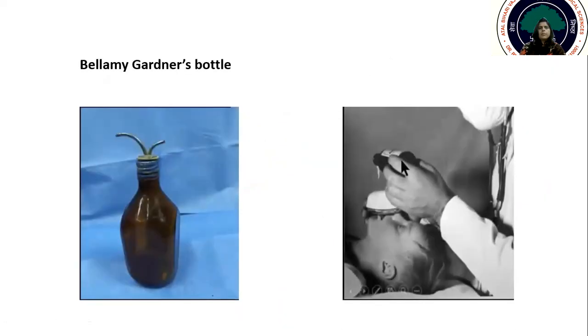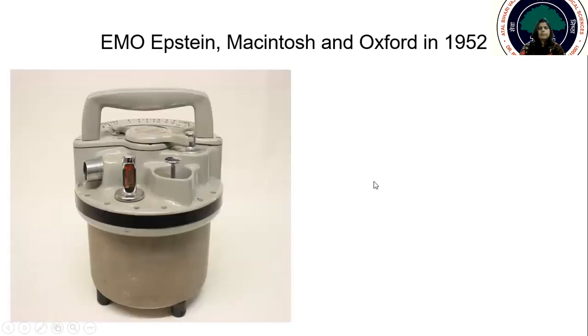Now this is Bellamy Gardner's bottle. Bellamy Gardner's bottle is used to deliver ether. You can see this is a Schimmelbusch mask with gauze pieces over it, and the anesthetist is delivering ether through the Bellamy Gardner's bottle. Now this is an important vaporizer for exam, the Epstein Macintosh Oxford vaporizer, which was invented in 1952.